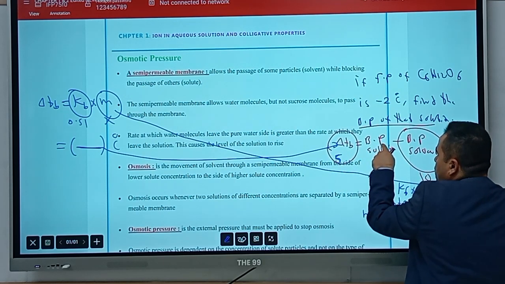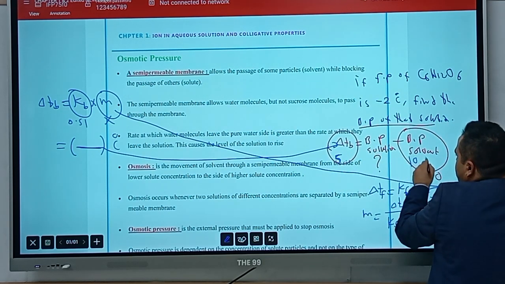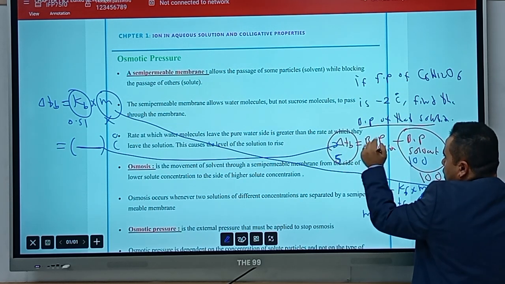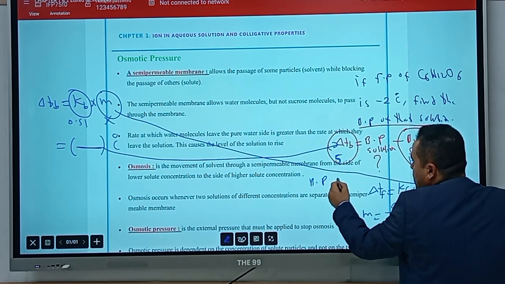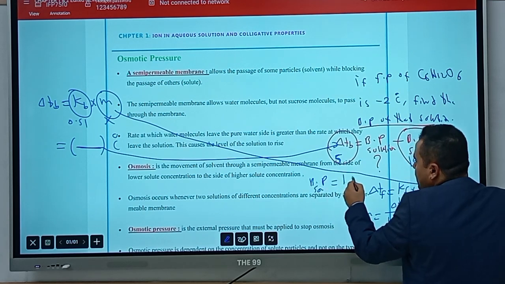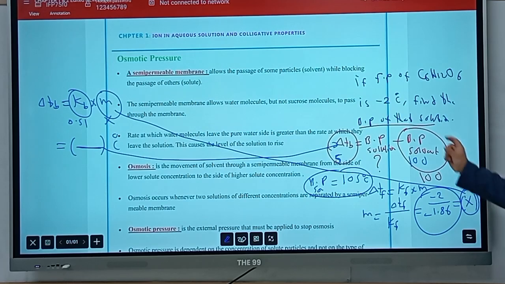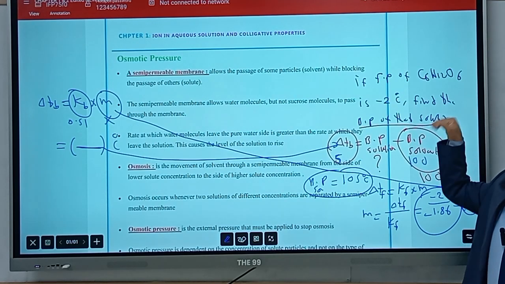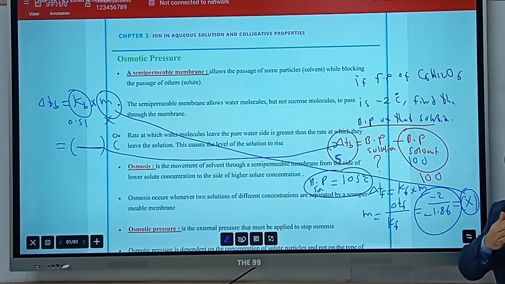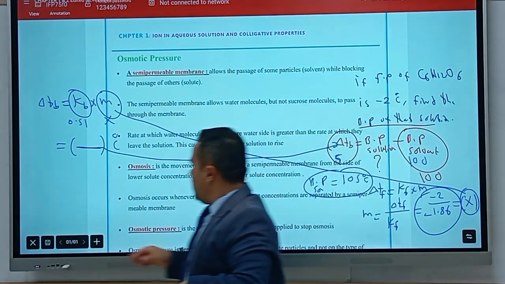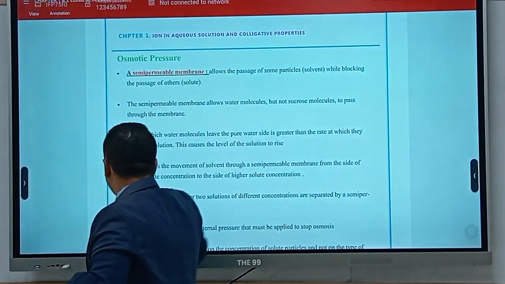And how to find the boiling point of a solution? This is 100. Take to the other side, it will be minus 100, it will be 100. So the boiling point of the solution at that time will be 105 Celsius. That's how we can use the freezing point to calculate the boiling point, or the boiling point to calculate the freezing point. Doesn't matter, it has the same strategy.